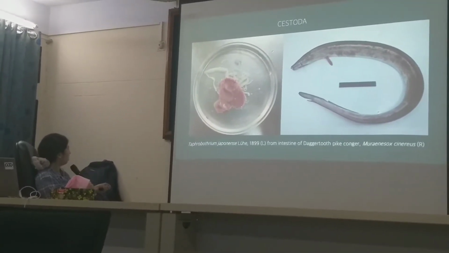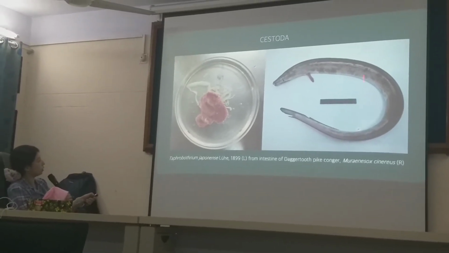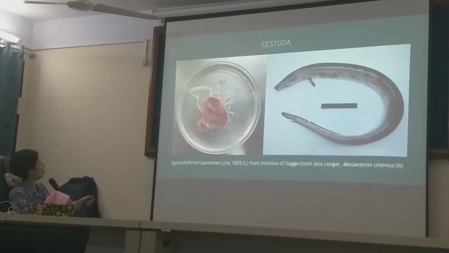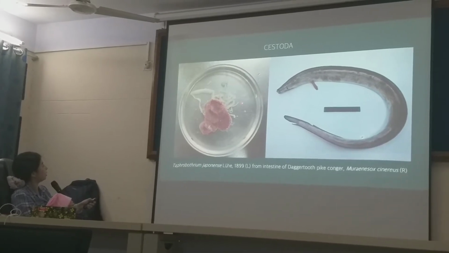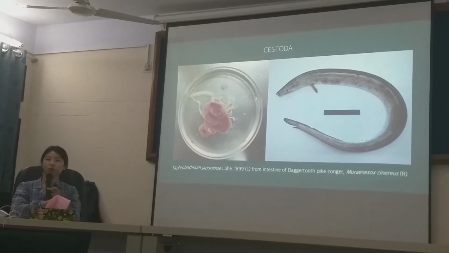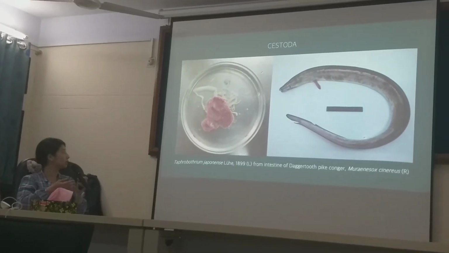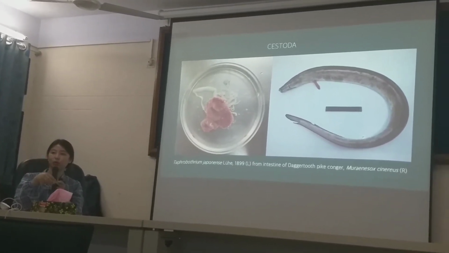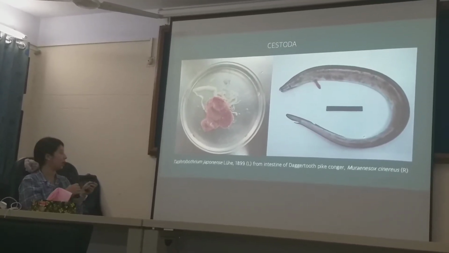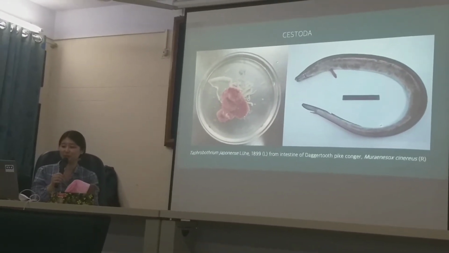So this is Tapulobosurium japonense from the intestine of this fish. As you can see, they are white and have a very long body with the scolex. When you take the cestode from the intestine, you have to be very careful, because usually the scolex is very small. So when you pick it, you may miss the scolex. But as I told you before, the scolex is very important. So please be careful.